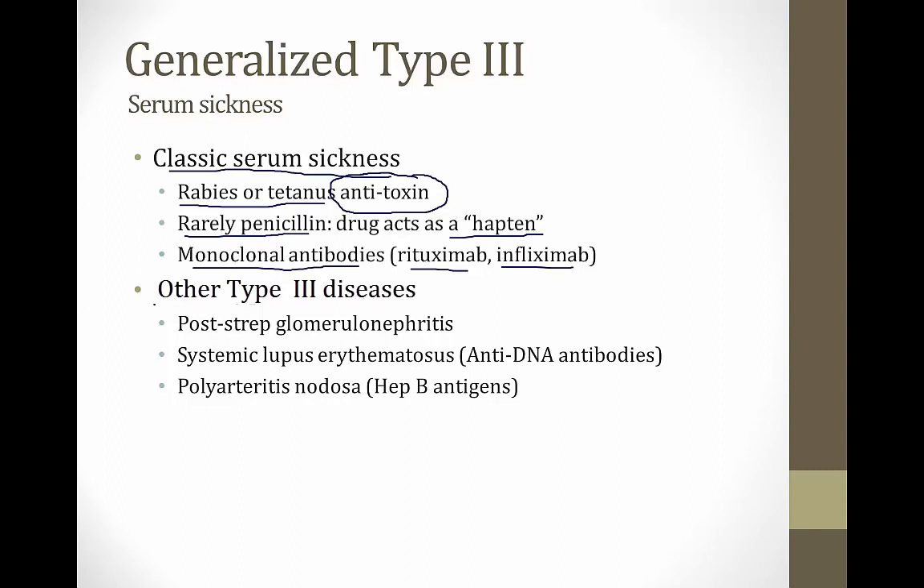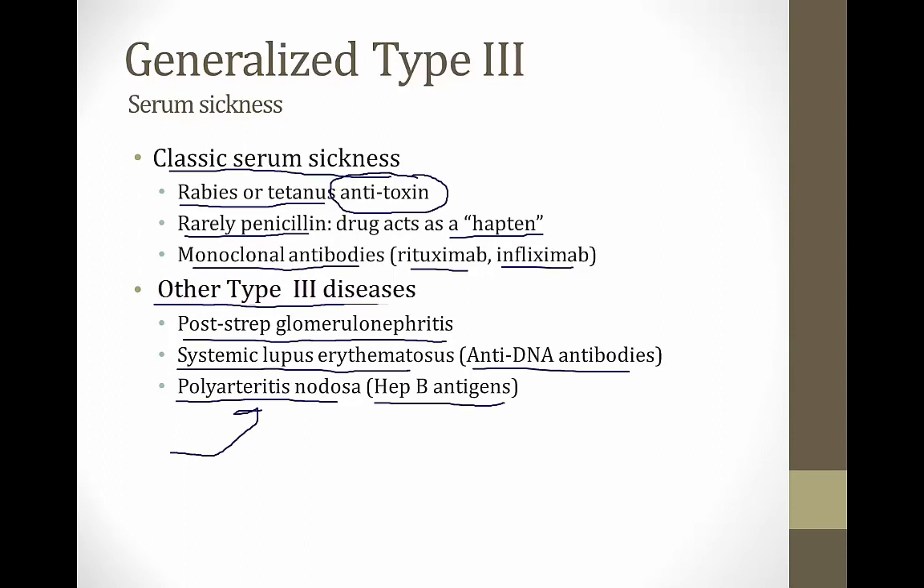What you will see are other type 3 disorders which are mediated by immune complexes but don't necessarily cause a classic serum sickness-like picture. So post-streptococcal glomerulonephritis is a disorder mediated by immune complexes. They're antibodies bound to strep antigens and they can deposit in the glomeruli. Lupus is an immune complex mediated disorder. They're antibodies to DNA and they deposit in tissues and cause disease. And then finally, polyarteritis nodosa, when it's associated with Hep B, can have an immune complex mediated mechanism where complexes bind to Hep B antigens and deposit in the tissues to cause the symptoms of this vasculitis.